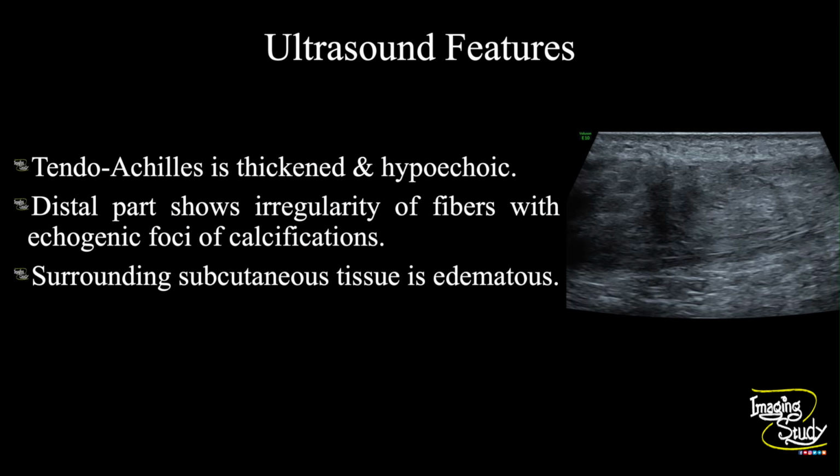So in summary, the right tendo-Achilles is thickened and heterogeneously hypoechoic. Distal part shows irregularity of the fibers with echogenic foci of calcifications. Surrounding subcutaneous tissue is edematous. So these features conclude as a case of partial tear with tendinosis of the right tendo-Achilles. According to Kuwada classification, this is a type 1 tendo-Achilles tear.